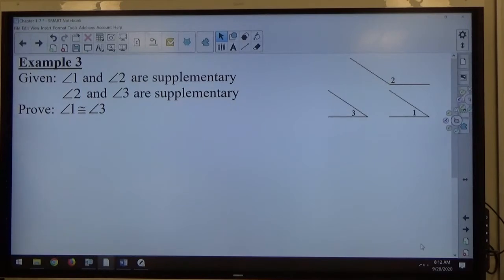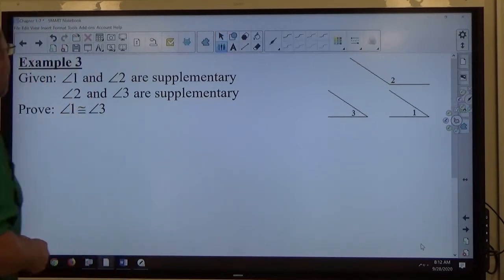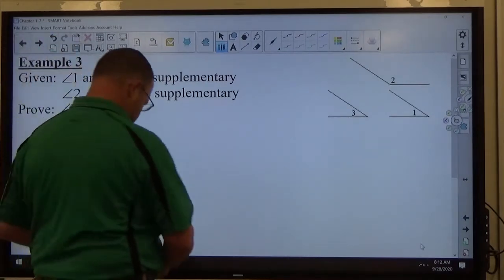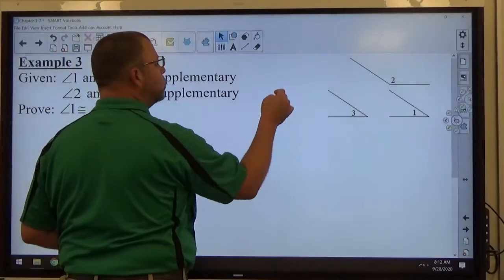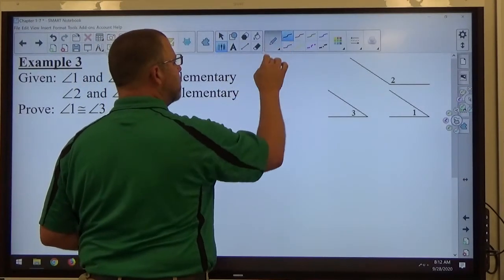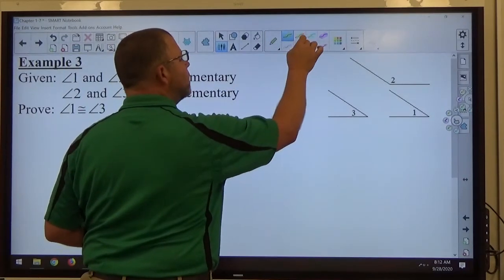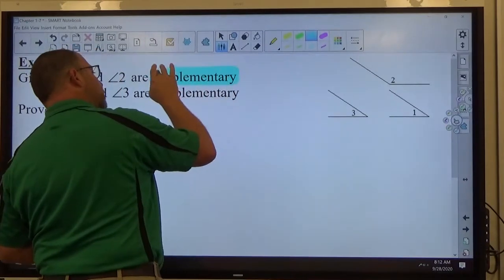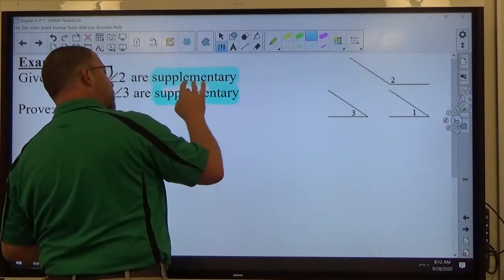All right. And take a look at what we have here. It says angle 1 and angle 2 are supplementary, angle 2 and angle 3 are supplementary. Do we know what the word supplementary means? Anybody know? Is that the one where they equal 90? Nope. But you're on the right track. They add to 180? They add to 180, okay?